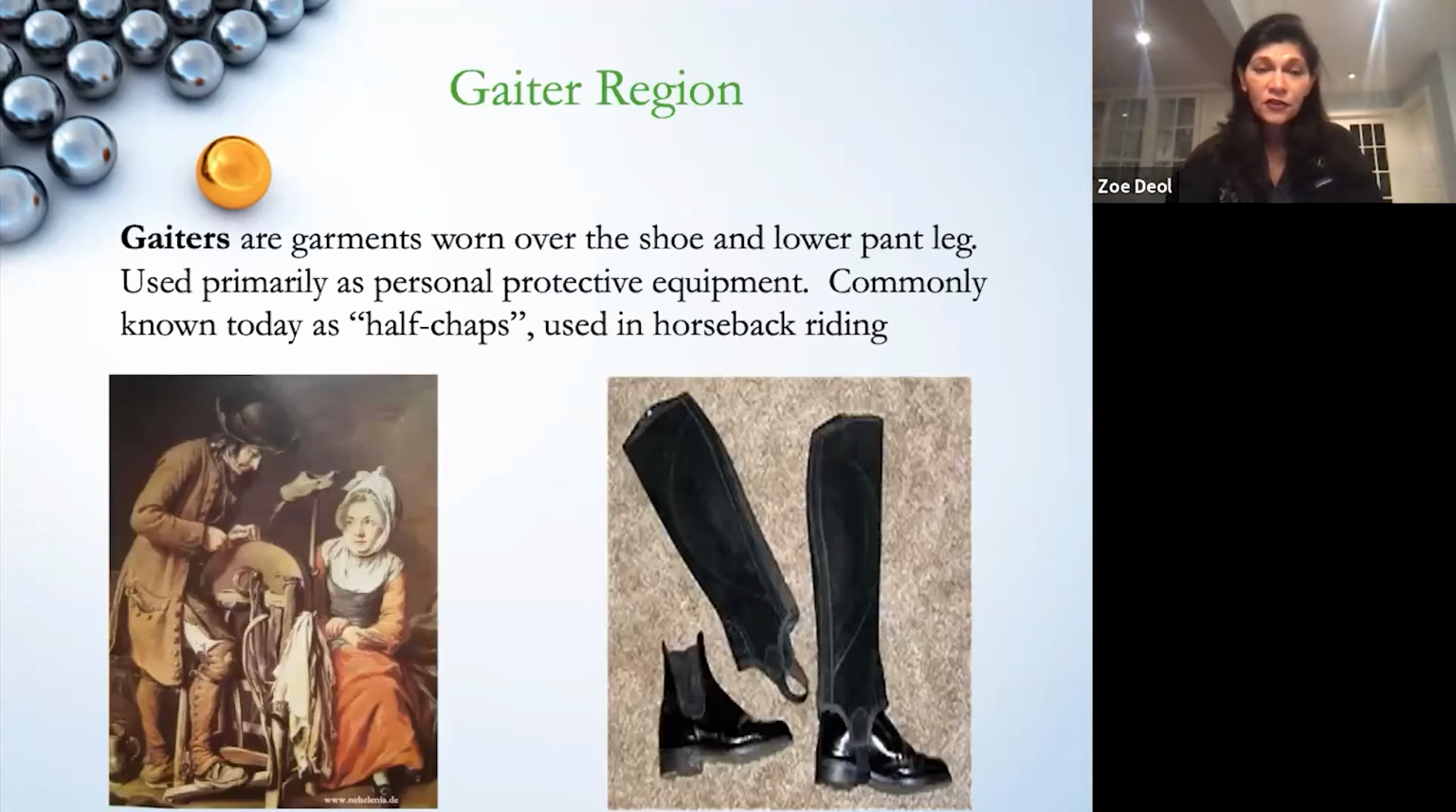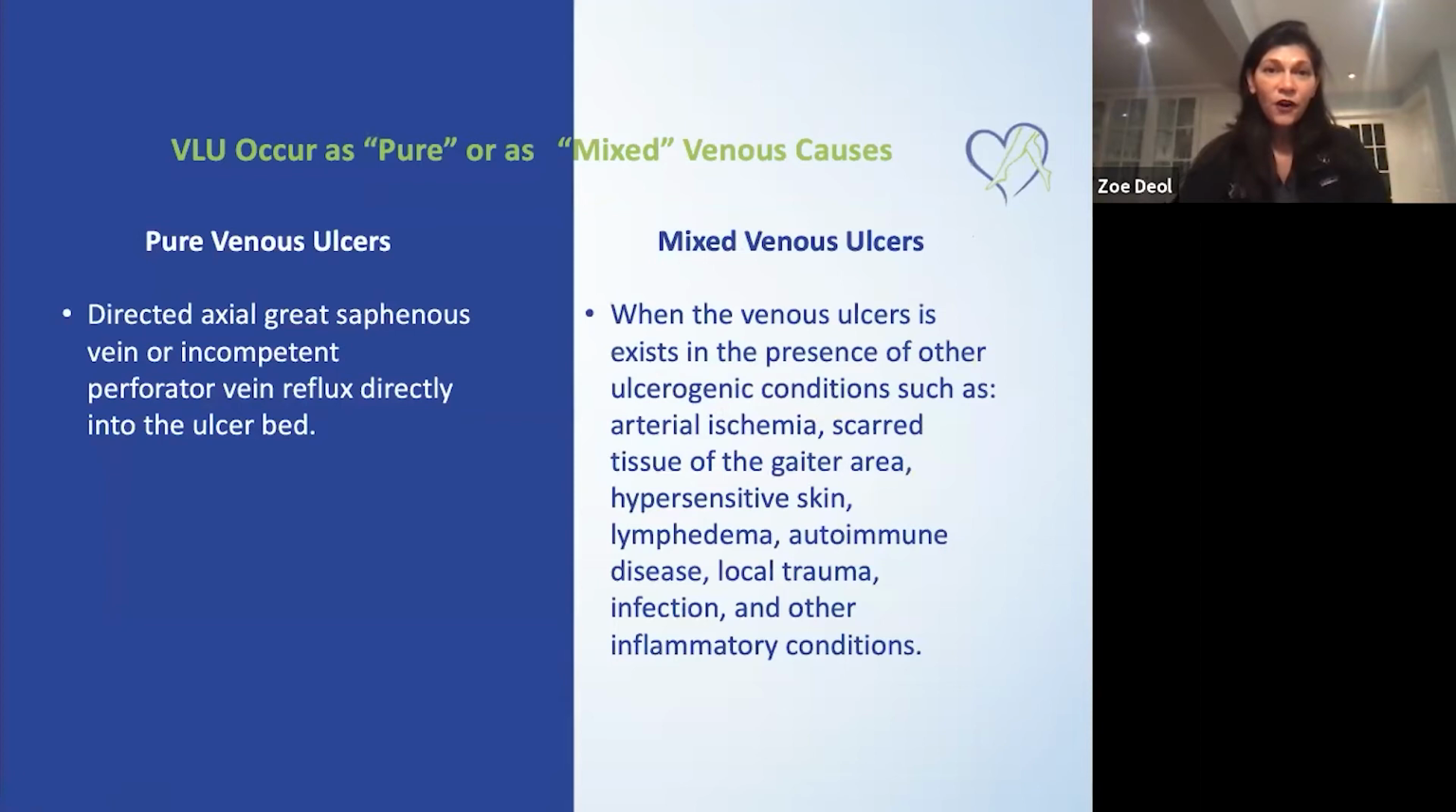It's called the gaiter region because originally gaiters were protective leg garments worn by menders when they used sewing or spinning machines, to protect the lower medial portion of their leg from the spinning machine. So that's a gaiter. Today, as an equestrian, I call them half chaps, but that's exactly what these are for: padding the lower medial leg to prevent injury to that portion of your leg when you're riding a horse.